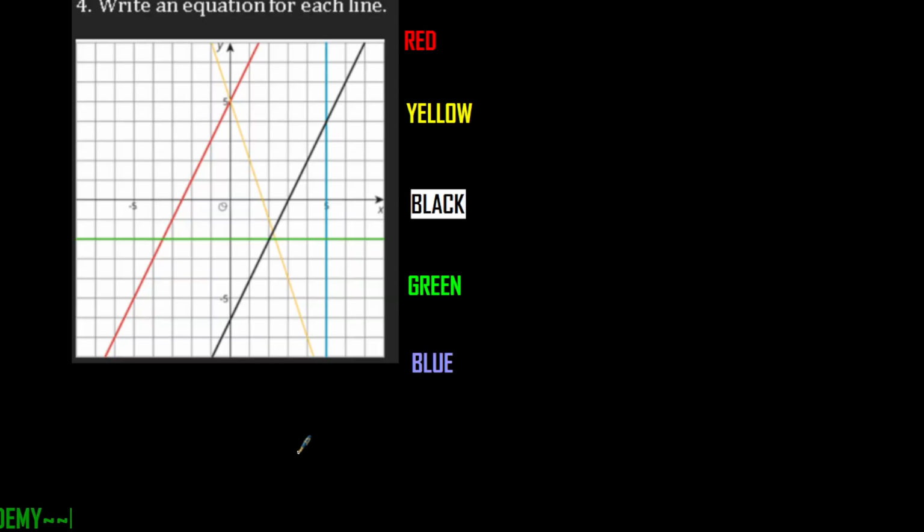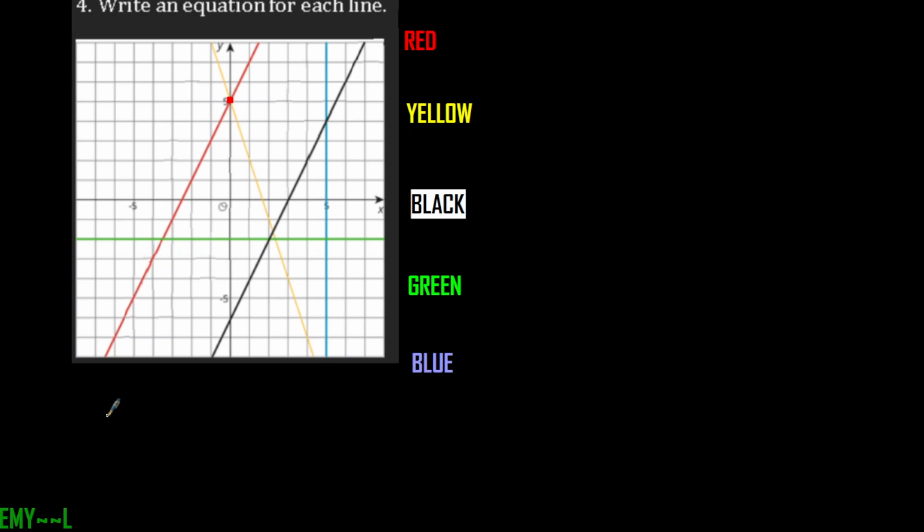And for the last one, we're trying to write the equation for each line. I'm going to start us off and do one at a time here. Let's look at this red line and find out where it hits the y-axis. So we're going to say our y-intercept is b. Let me actually write this out.